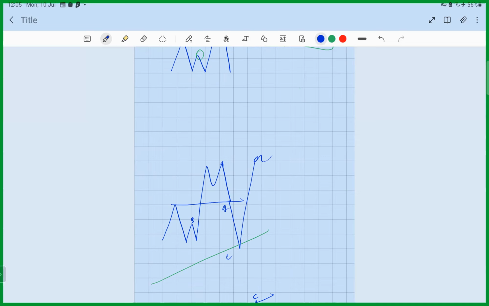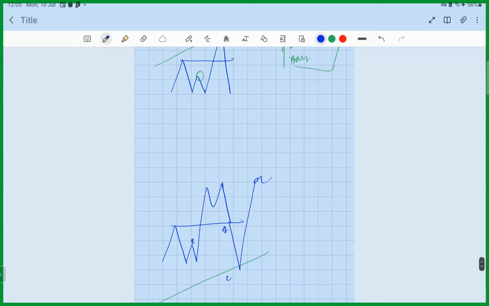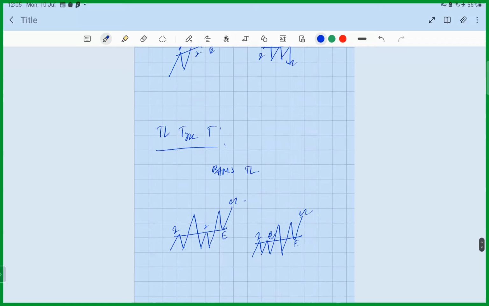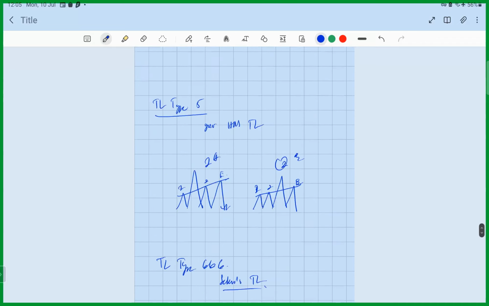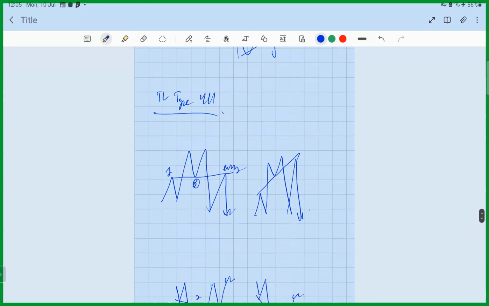Okay, so what is 411? If you see closely, it's actually the Satan trend line that got broken. Your mentor is that Satan trend line that got broken. Okay, that's all. Look at it like that.